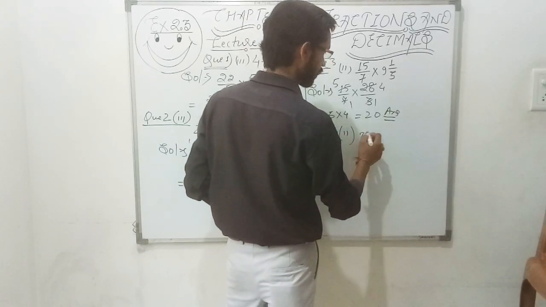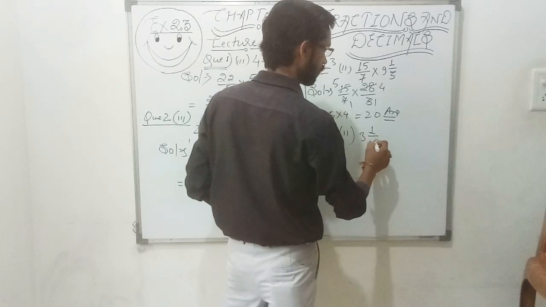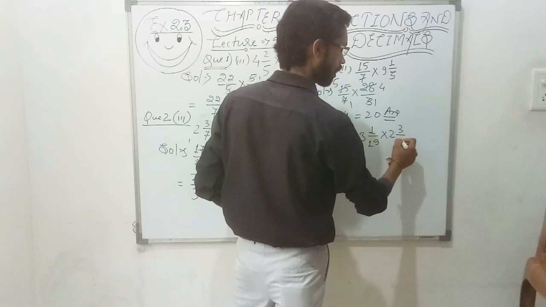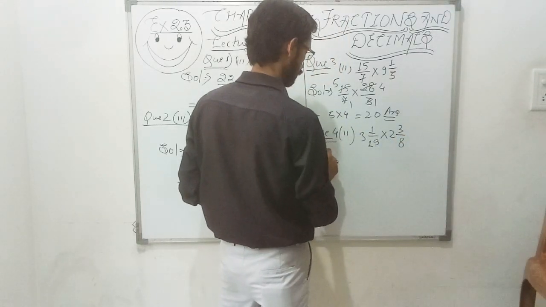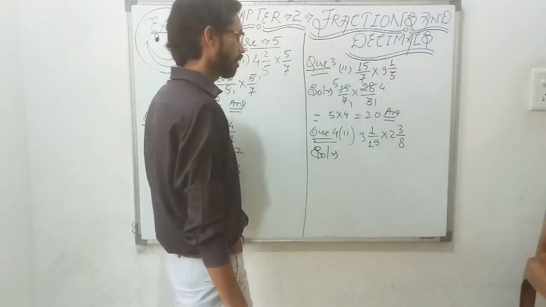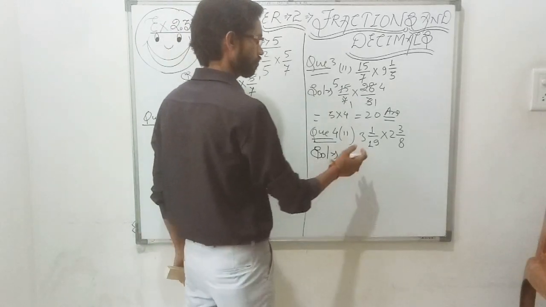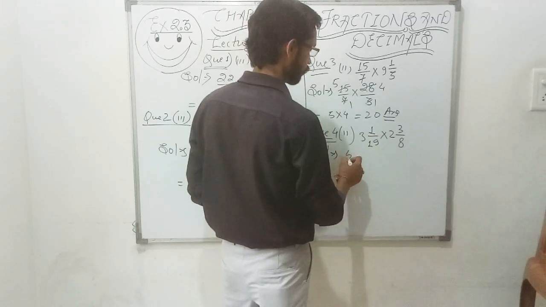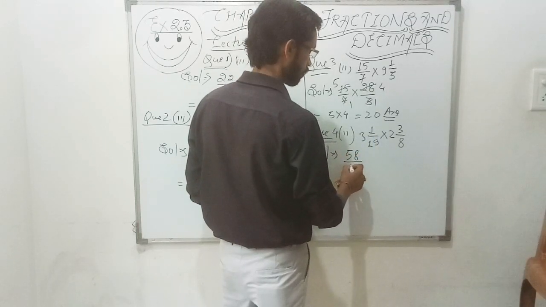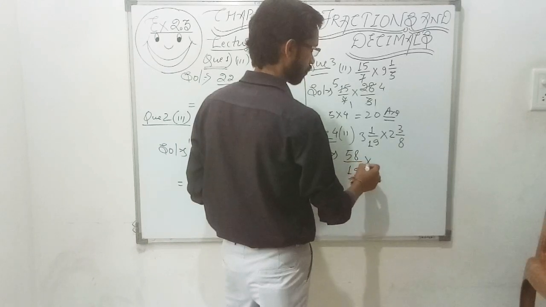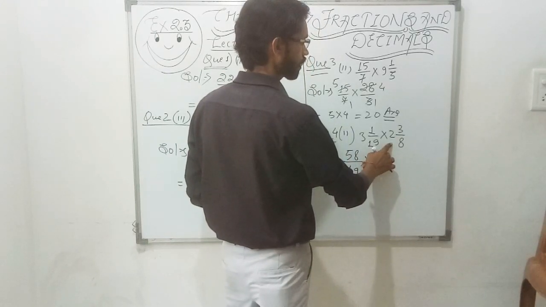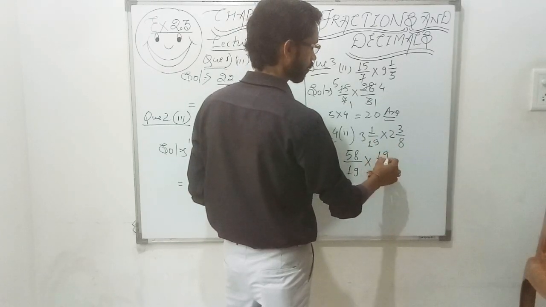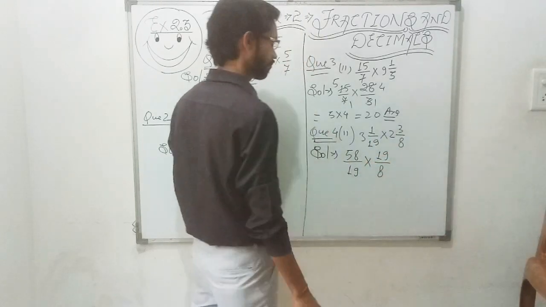It's saying that 3 and 1 by 19 multiply by 2 and 3 by 8. Okay, again we'll convert this into the improper fraction. That means 19 3s are 57 plus 1 is equal to 58 upon 19, multiply 2 8s are 16 plus 3, 19 upon 8.